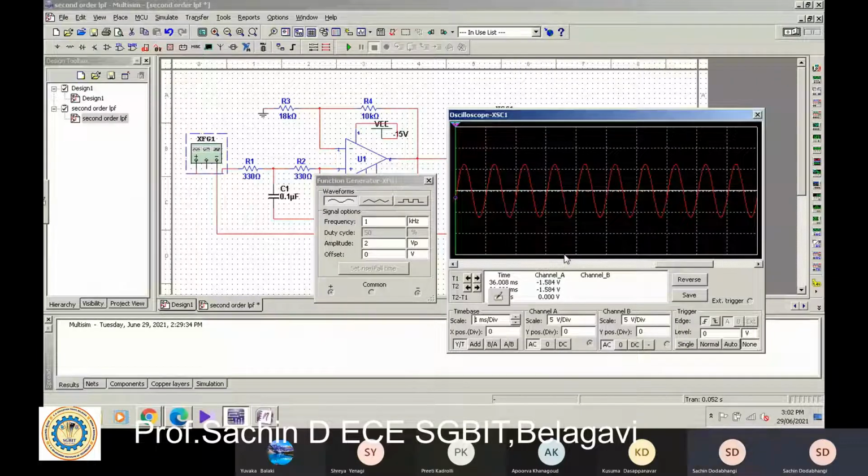Yes, what is 5 into 2.8? 14, no? So it is 14 volt peak to peak. So we are getting 14 volt peak to peak.